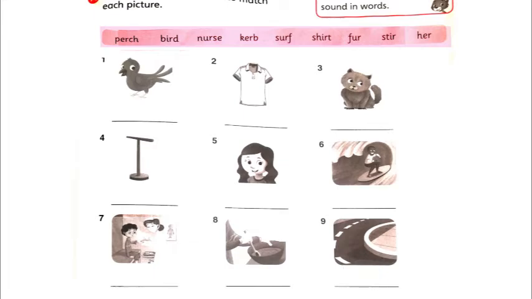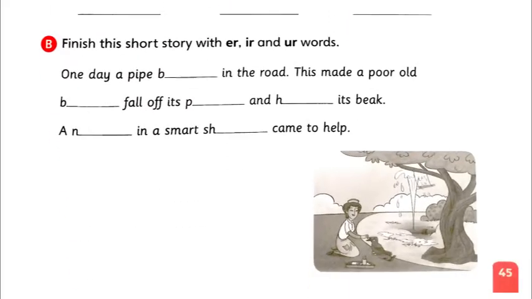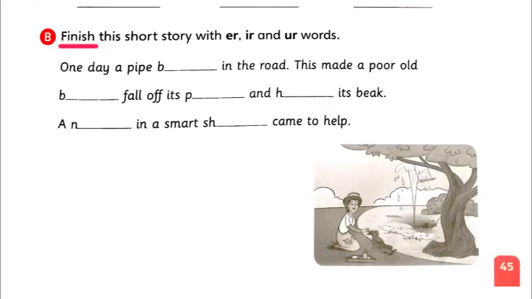Okay children, now you see you have written these 9 words. So remember that these words are important, no? This sound is important, and we have seen the words that have this sound. Okay, now let's go to the second part, B. Finish the story with ER, IR and UR words. So they want us to look at the story and to complete it with the sound words.